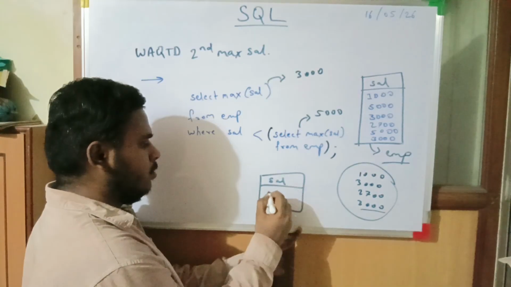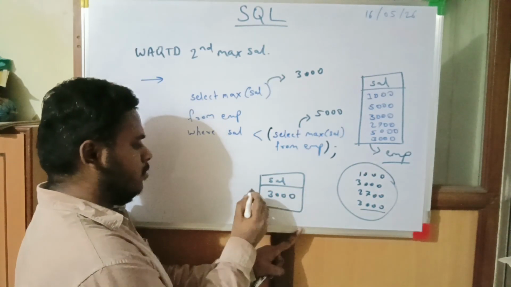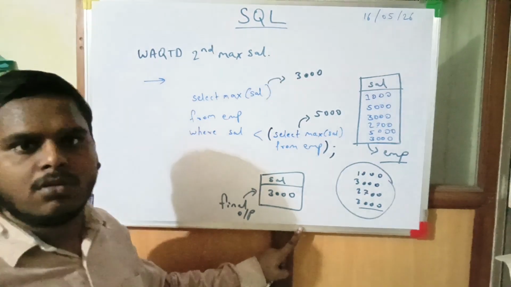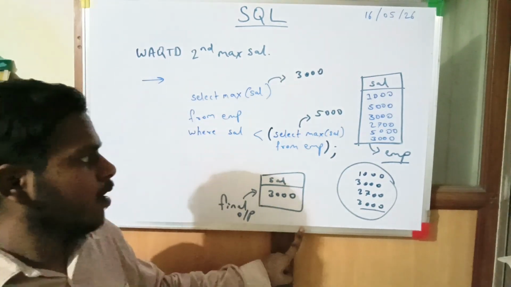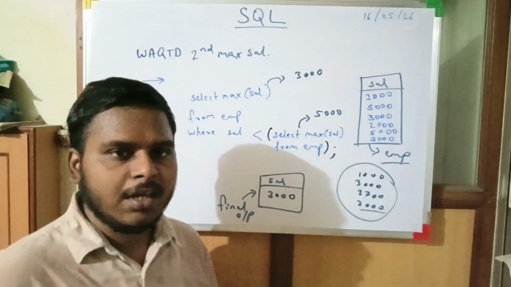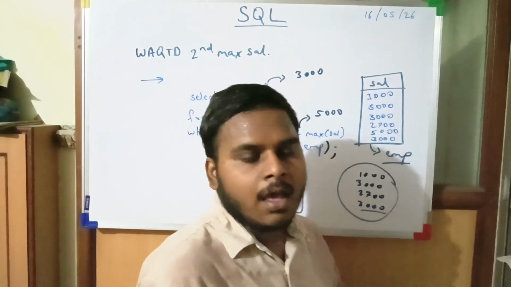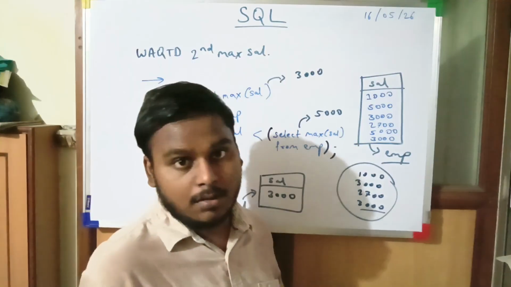Salary, 3,000. This is the final output. So you have got how it's working. I will not try to explain it the same way, row by row checking and filtering out. You already know the concept. I am just giving you the conclusion of how it's working.